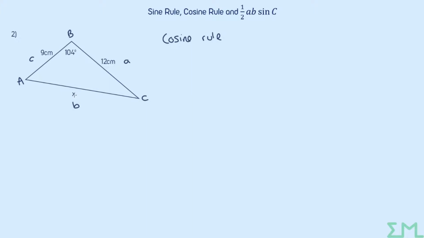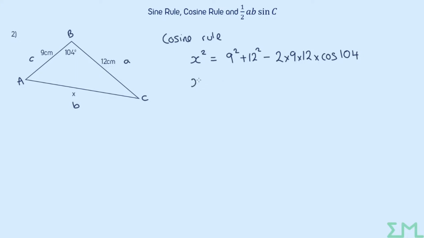I'm looking to find a side, so I can use the original version where it starts with a squared equals b squared, etc. So the setup is going to be x squared equals, and then I do the sum of the squares of the other two sides, so 9 squared plus 12 squared, and then it's always minus 2 times the two sides I just used, 2 times 9 times 12, times cos of the angle that sits between them, which will also be the angle that sits opposite the side that I'm looking for, cos 104.